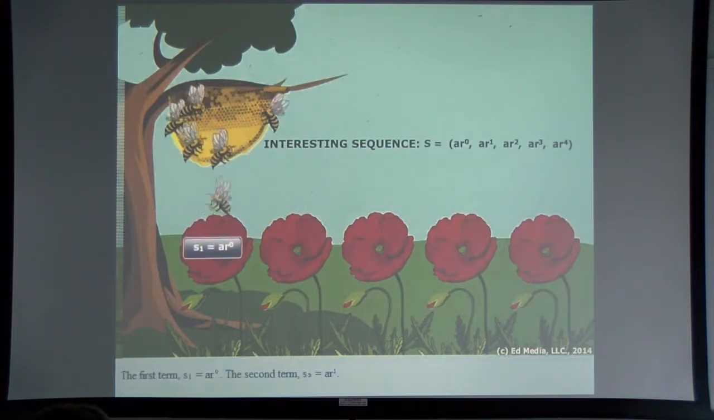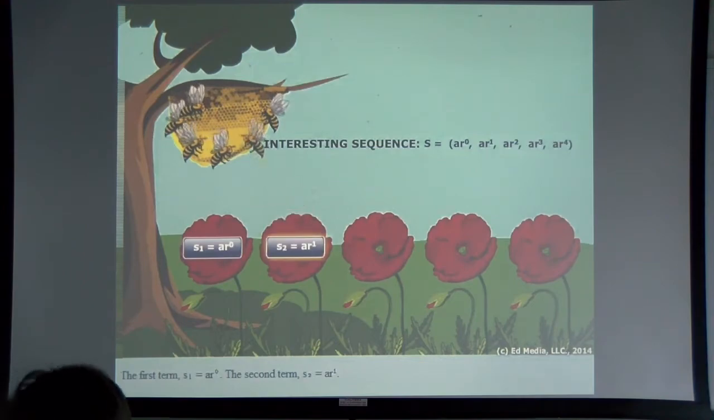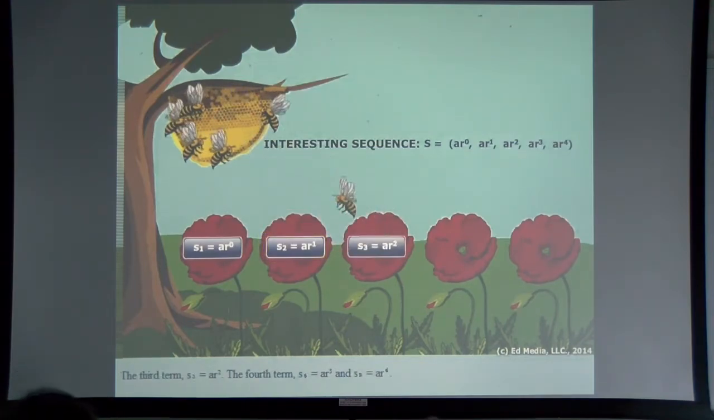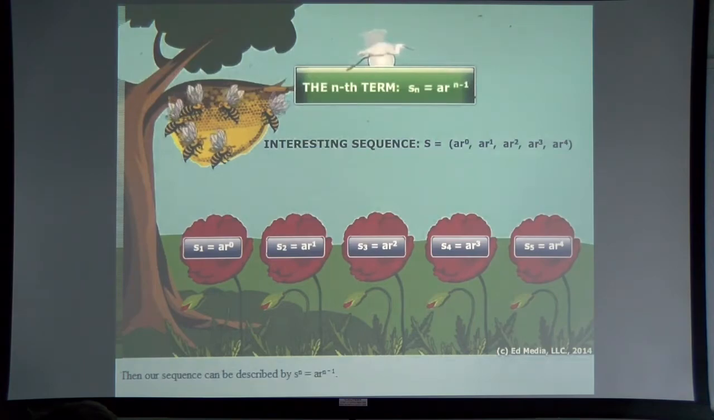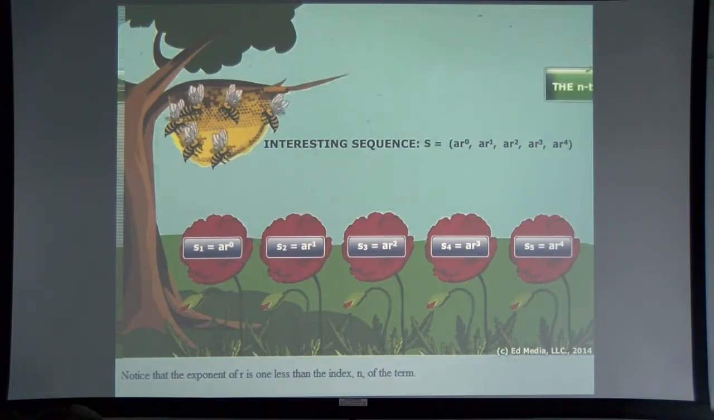The first term, s1, equals ar to the 0. The second term, s2, equals ar to the first. The third term, s3, equals ar squared. The fourth term, s4, equals ar cubed, and s5 equals ar to the fourth. Then, our sequence can be described by Sn equals ar to the n minus 1 power. Notice that the exponent of r is 1 less than the index n of the term.